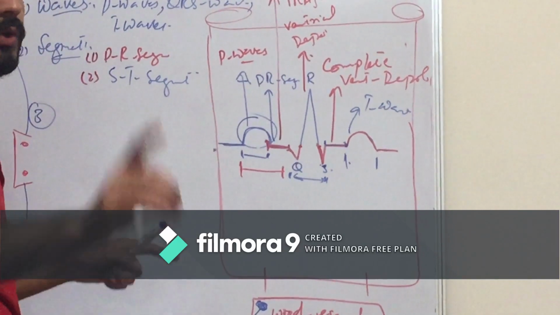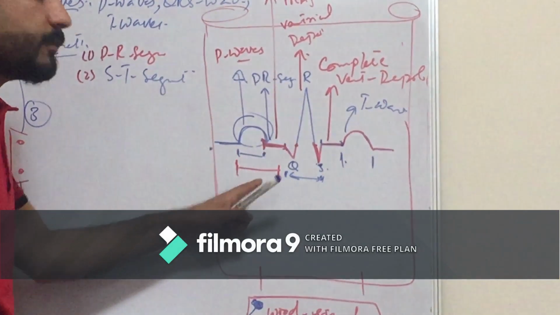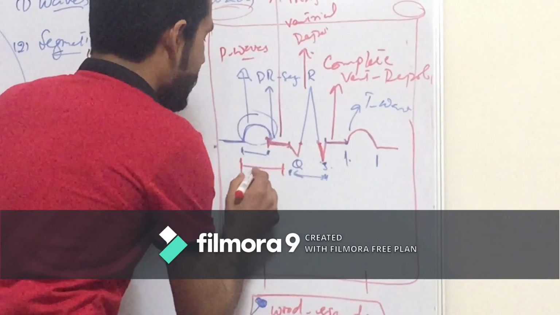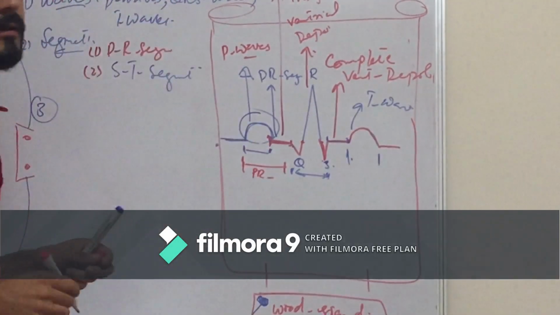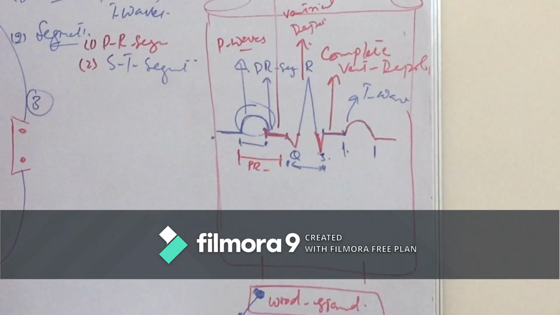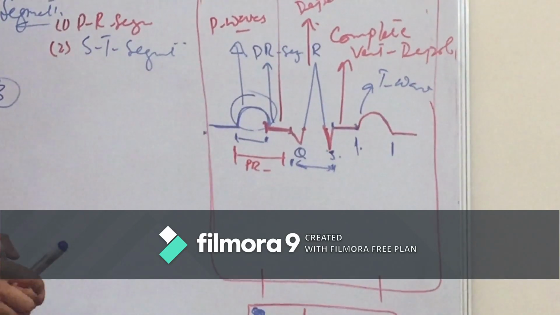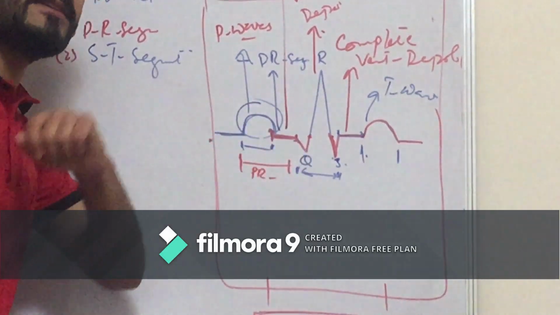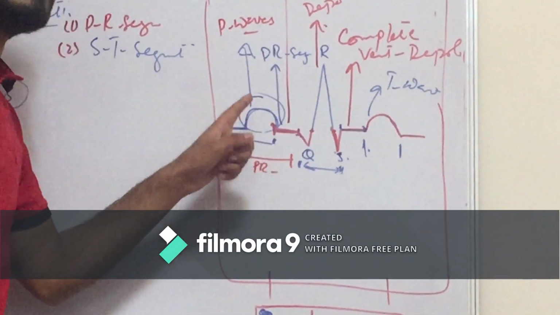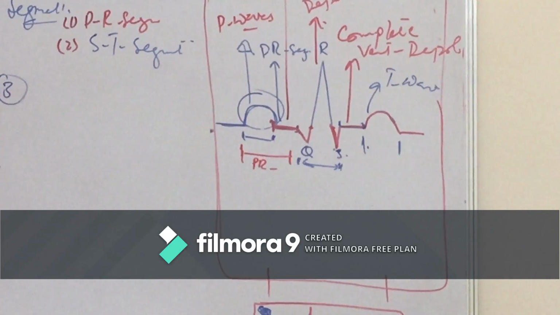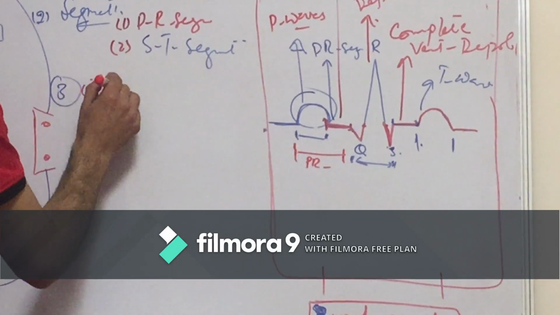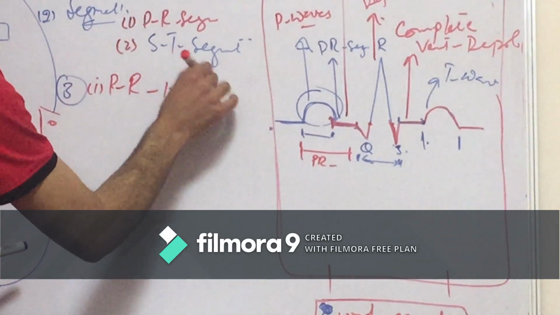Don't confuse the PR segment with the PR interval. The region from here to here is called the PR interval, and the region from this point to this point is called the PR segment. So the PR segment includes only the isoelectric line, but the PR interval includes the isoelectric line as well as the P waves. So the first one is the PR interval.